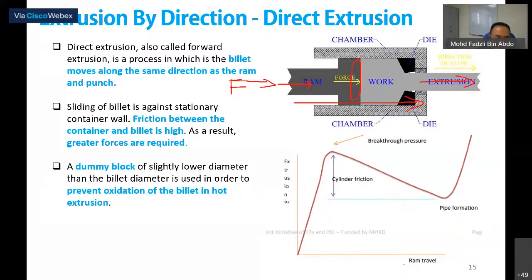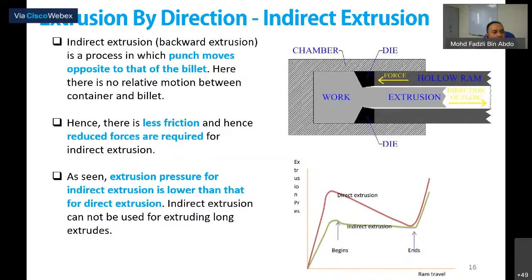Ini adalah extrusion yang kita nampak ni, extrusion pressure. Okay, ini adalah extrusion pressure. Okay, graph dia. Okay, this is the indirect. Indirect means ataupun backward extrusion lah, is a process in which the punch move opposite to that of the billet. Here, there is no relative motion between the container and billet.